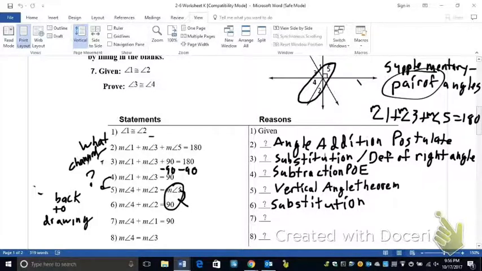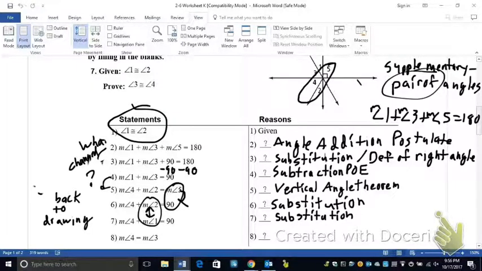So now we're going to look at it from 6 to 7. Now what happens between 6 and 7 is the measure of angle 2 gets replaced with the measure of angle 1. And that we're allowed to do because of right here, that first statement. That's given. So we switch out one thing for another. That's called substitution.